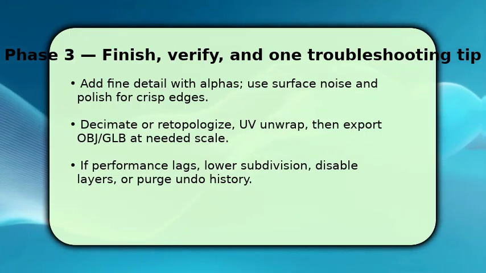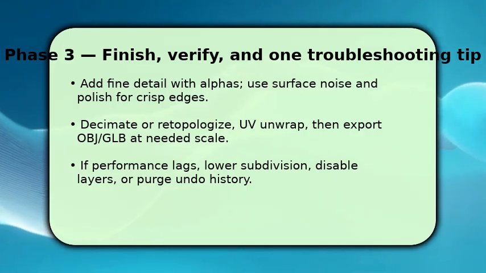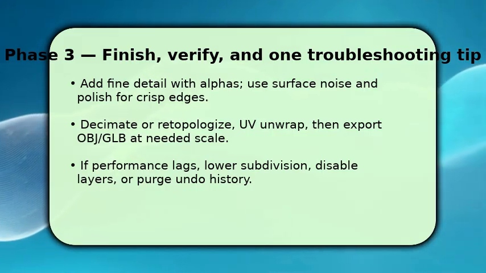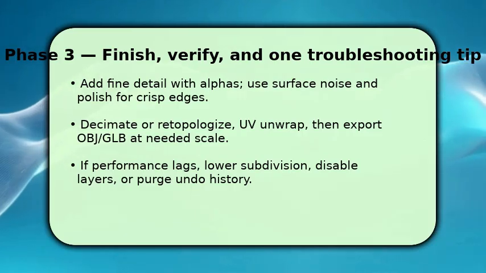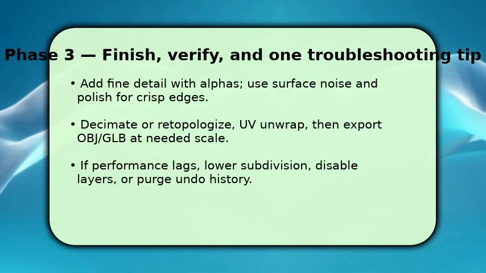Once satisfied, decimate or retopologize to keep the mesh manageable, create UVs, and export as OBJ or GLB at the correct scale for your target. If the app slows or crashes, reduce subdivisions, merge or disable non-essential layers, and clear undo history. This single troubleshooting move often restores responsiveness and prevents lost work.